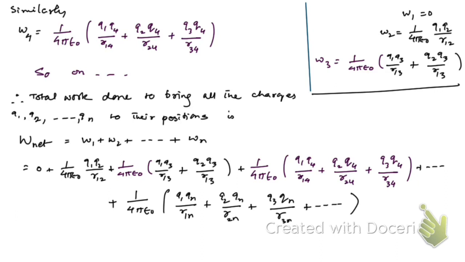Now let me rearrange it. Let me take common 1 by 4 pi epsilon naught from all the terms. We can take this common. So this is w net. Now let me copy these things and go to the new slide.